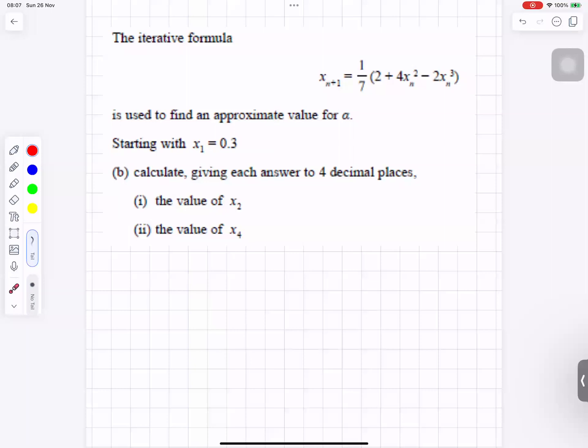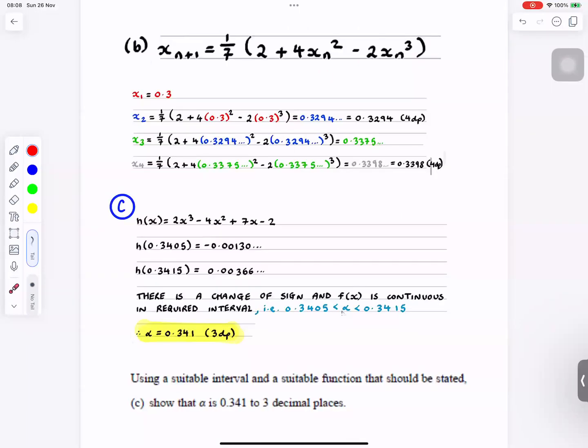The iterative formula, which is given there, is used to find an approximate value for alpha. So we want to calculate to 4 decimal places the value of x2 and x4. It tells us that x1 is 0.3. So we substitute 0.3, and then you get your answer to 4 decimal places, 0.3294. And then we take that 0.3294, substitute it in the next one, and it gives you the answer 0.3375. That's x3, and then we substitute that again in the next one, and it gives you the answer for x4. So that's your answer for x3 and x4.